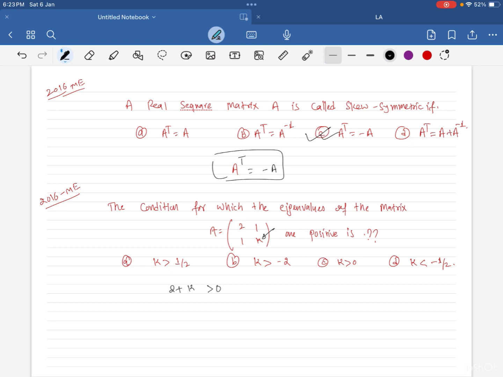And the second condition is that we need to have 2k minus 1, the product of these eigenvalues, also greater than 0, right? So from here we can say that k is greater than minus 2, and from here we can say that k is greater than 1 divided by 2. So if you take the common part, k is greater than 1 by 2 is the correct one.